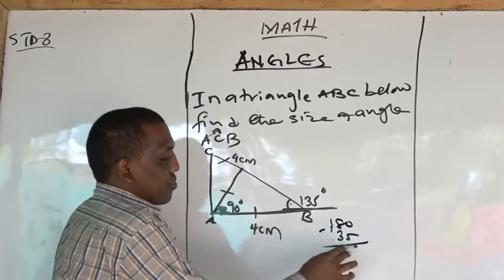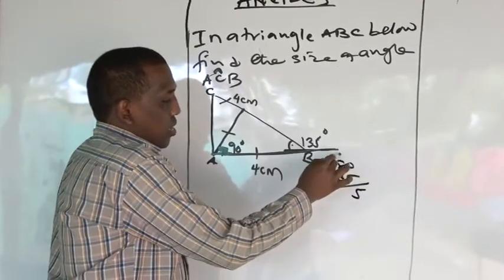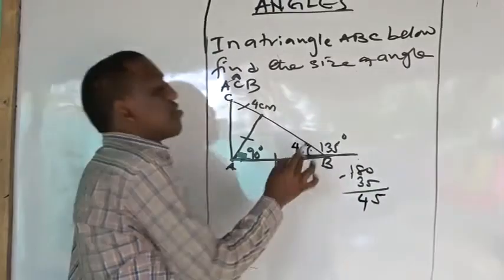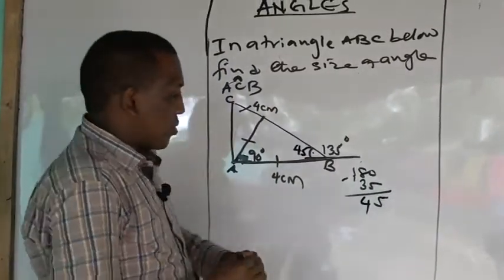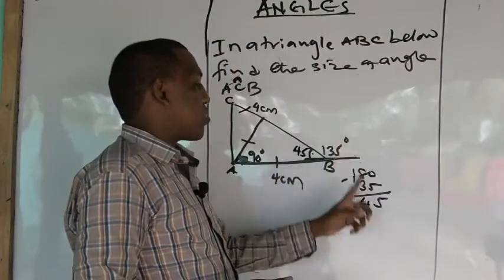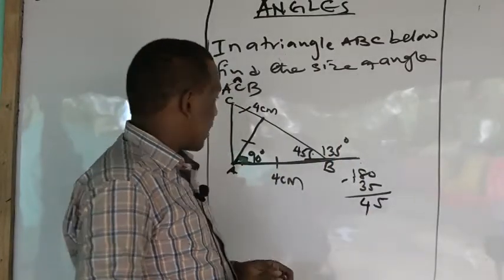Here you remain with 45. So this angle is 45. Where is 45 from? A straight line has got 180 degrees. So 180 minus 135, you will get 45 degrees.